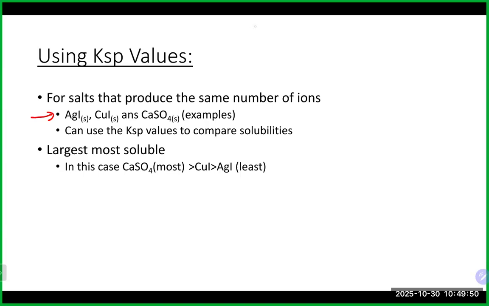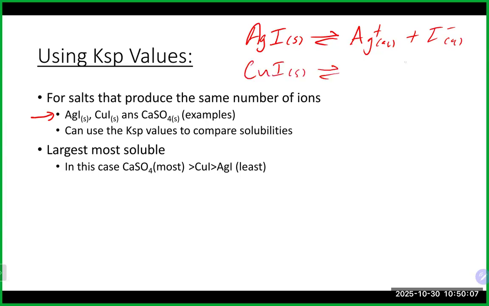So if we take a look at each of these sort of equilibriums here, we have our silver iodide that will break apart into a silver ion and an iodide ion. We have our copper 1 that will also break apart here into a copper 1 and an iodide. And lastly here we have calcium sulfate that will break apart into a calcium ion and a sulfate ion in this case.